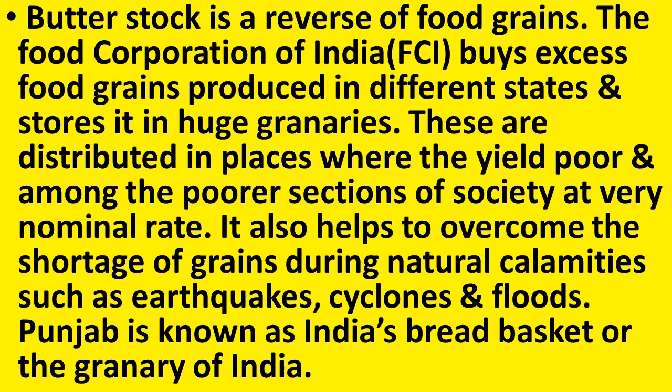Okay, and these are distributed in places where the yield is poor and among the poorer sections of the society at very nominal rate. So the Food Corporation of India buys this excess stock and stores it in the granaries and distributes it in the poor areas, that is where the yield is very poor, or to the poorer sections of the society at very nominal or very reduced price. And it also helps to overcome the shortage of grains during natural calamities such as earthquakes, cyclones and floods.